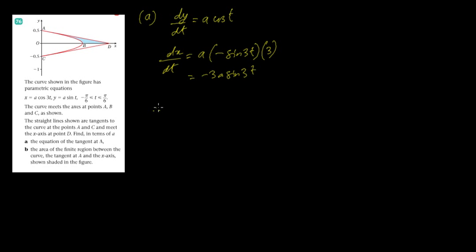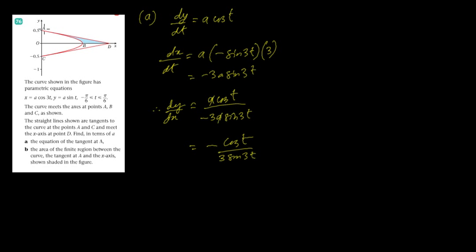So therefore dy by dx is equal to dy by dt, which is a cos t, divided by dx by dt, which is minus thrice a sine 3t. So this a and this a cancel, and we get minus cos t divided by 3 sine 3t. For finding the gradient, we need to find the value of t at that particular point.